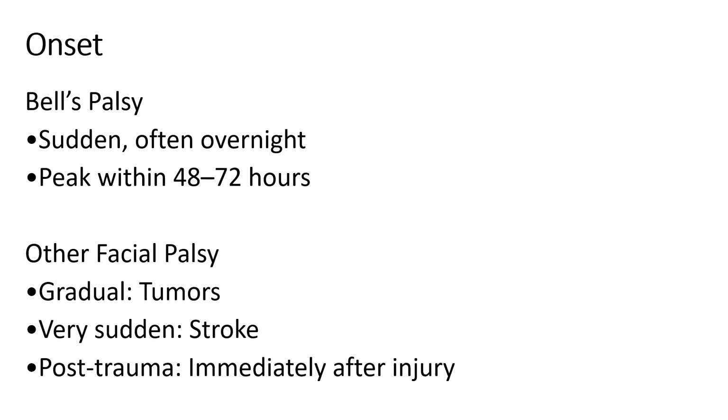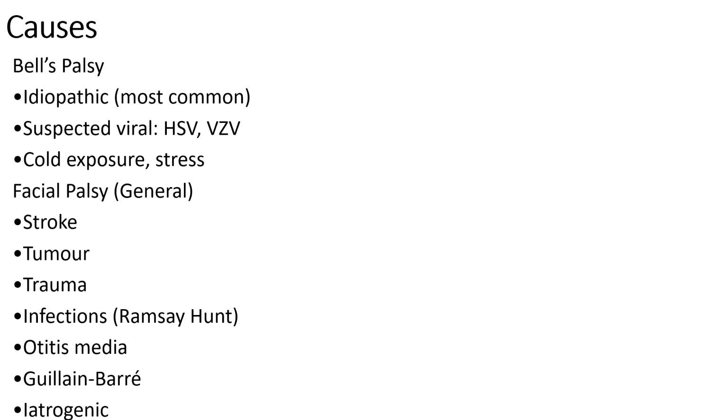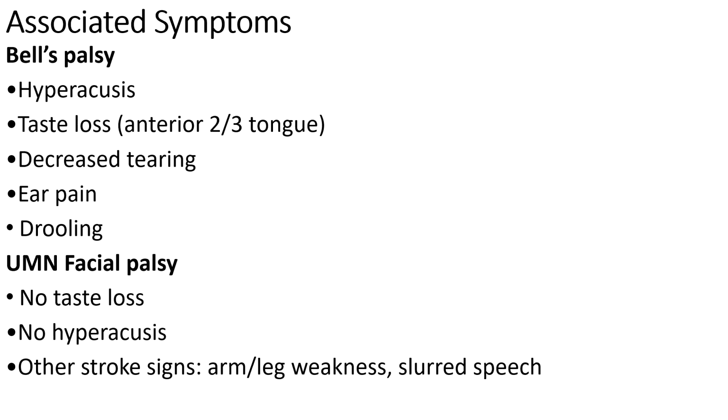The onset of Bell's palsy is sudden. The facial palsy would be of gradual onset. The causes of Bell's can be idiopathic, meaning the cause is sometimes not known, and it can be due to exposure to certain viral infections. And facial palsy would be because of stroke, trauma, infections, and other conditions.